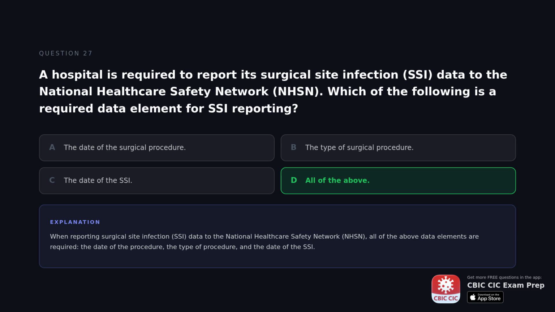The correct answer is all of the above. When reporting surgical site infection, SSI, data to the National Healthcare Safety Network, NHSN, all of the above data elements are required: the date of the procedure, the type of procedure, and the date of the SSI.